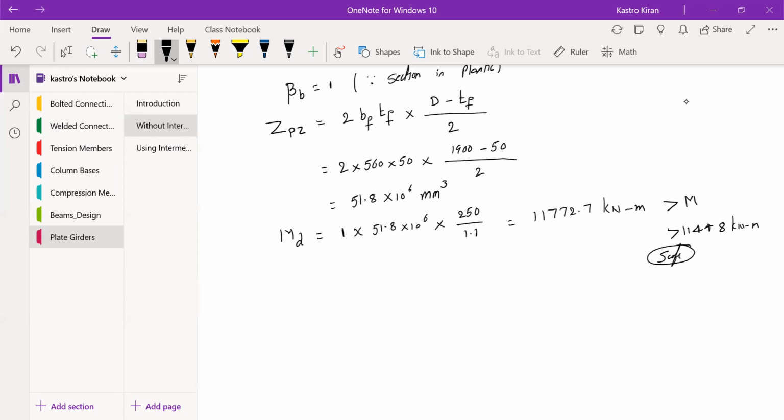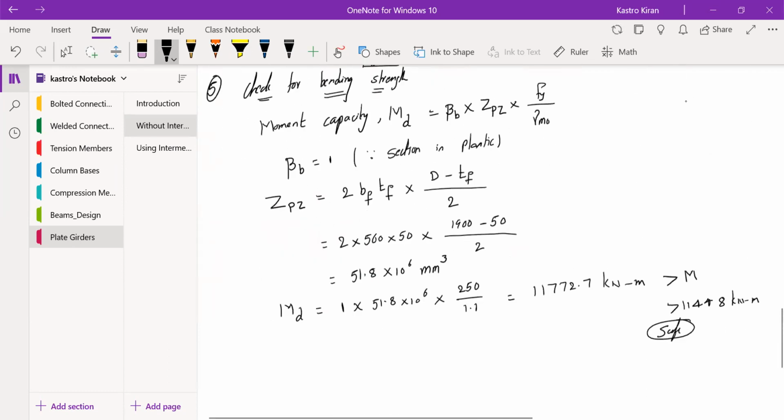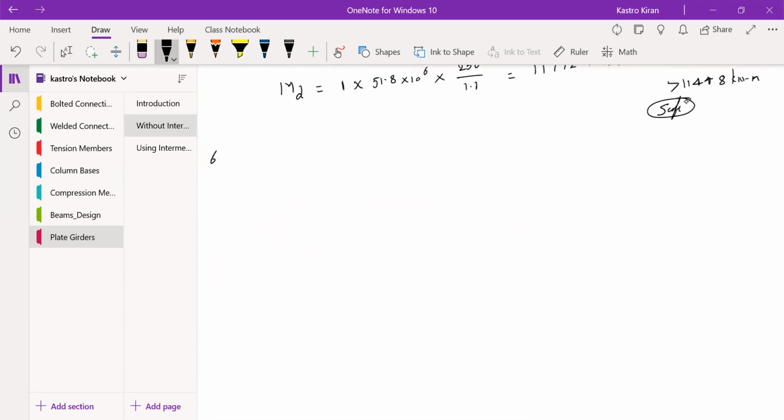Now let's find out the shear capacity of the web, which is the sixth step. Shear capacity of web. You know, the webs will take care of the shear forces, and the flanges will take care of the bending forces. That's why I have written shear capacity of web. The web is always accompanied with the shear forces.